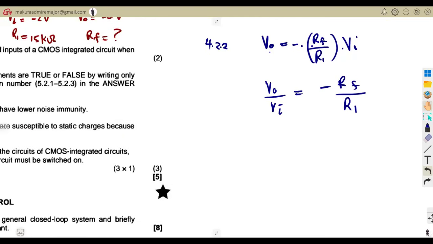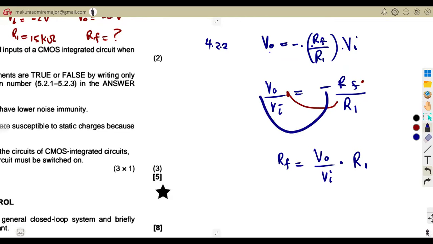So what you need is to calculate RF. You're simply going to make this the subject, multiply this side by R1, and use the negative also. So our RF is going to be Vout over Vin times R1, but also with the negative. So you divide by that negative on this side, so it will be a negative like that. So that is our RF as the change of subject.